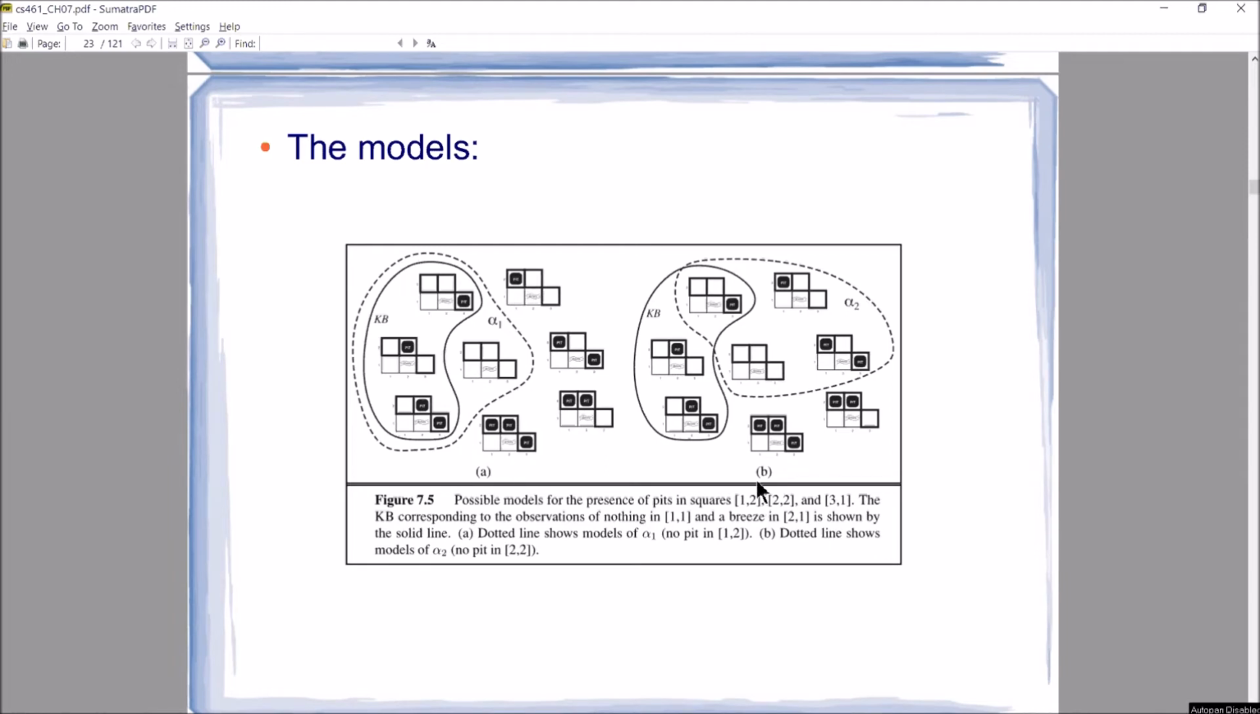Now, for B, the dotted line shows the models of alpha sub 2, which is to say no pit in 2, 2, right? So we're making two statements about the world with alpha sub 1, alpha sub 2, two sentences. We have to evaluate truth, right, of those sentences.